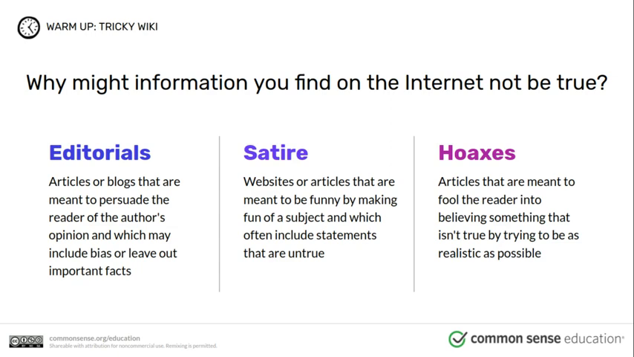Satire. Satire is when websites or articles are meant to be funny and they make fun of a subject, and it also includes information that can be untrue. Hoaxes are articles that are meant to fool the reader into believing something that isn't true by being as realistic as possible. So these are reasons why people post things on the internet that are not true.